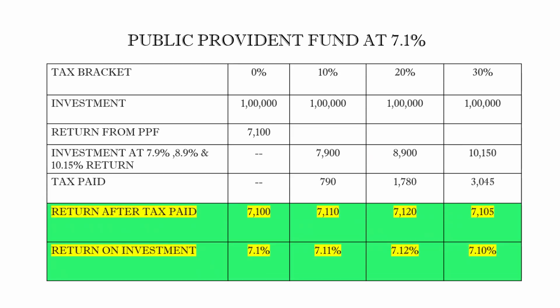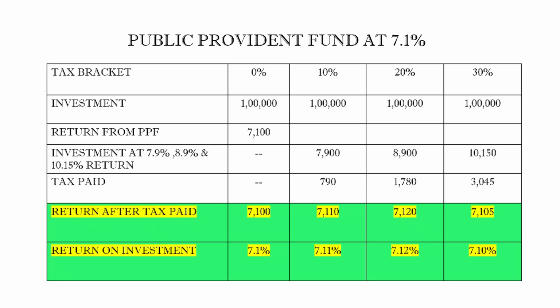Now this table shows how the return on investment differs based on the tax bracket. If the tax bracket is 0%, that is, if you are not paying any taxes, then the return on investment is 7.1%. Let's assume you are a taxpayer paying 10% taxes, and you're making an investment of 1 lakh and the investment is 7.9% return, then the tax paid is 790 and the return after the tax paid is 7,110, which means if you come within the purview of 10% taxes, it is equal to 7.9% return on investment.